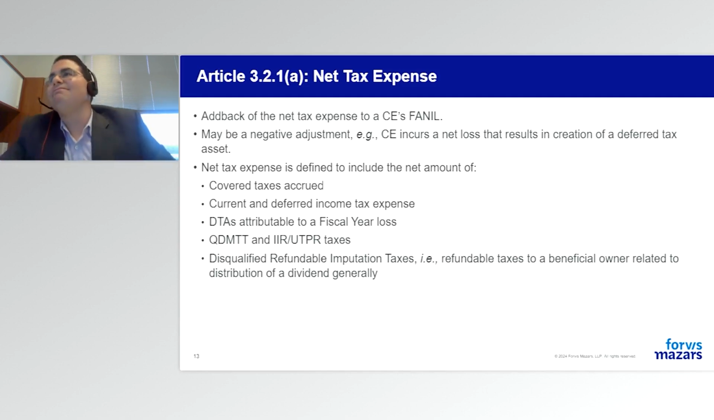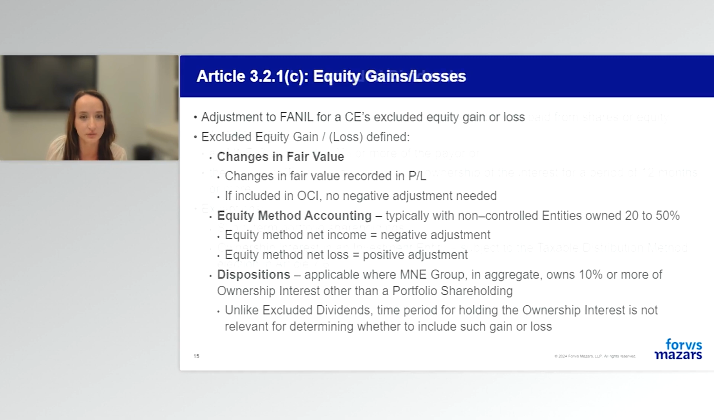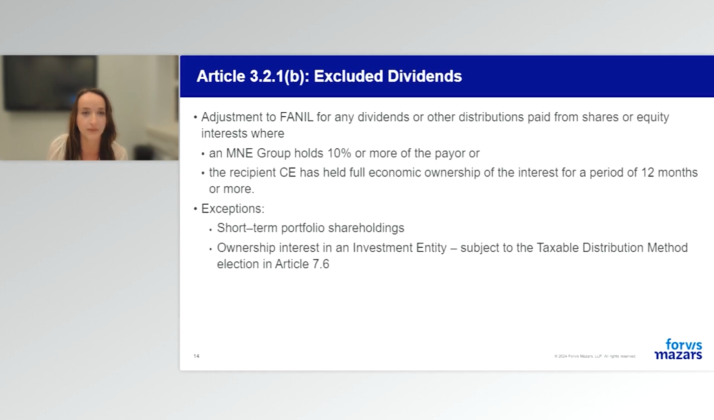Thank you, Justin. Let's move on to the next adjustment, which is excluded dividends. This provision adjusts the constituent entity's FANL by reducing the income or increasing the loss by the amount of any excluded dividends received during a year. In general, excluded dividends are dividends paid on shares or equity interests where the MNE group holds 10% or more of the ownership interest, or the constituent entity has held full economic ownership of the interest for a period of 12 months or more.